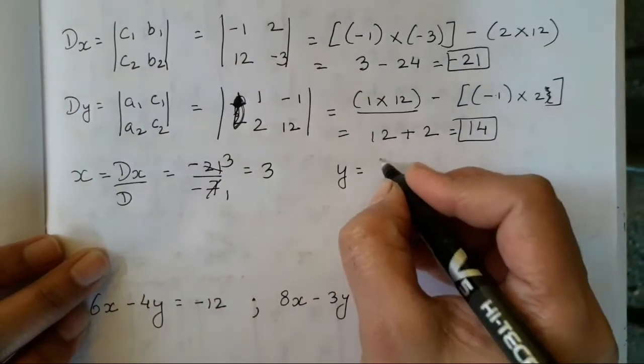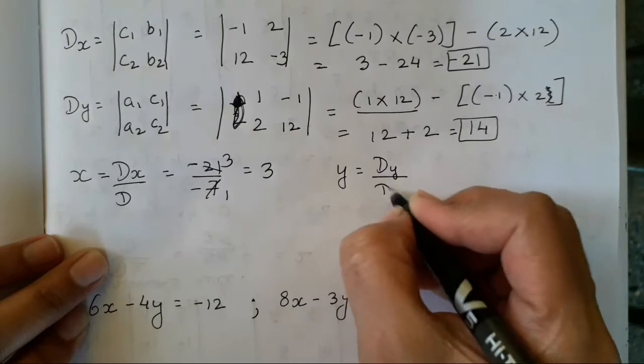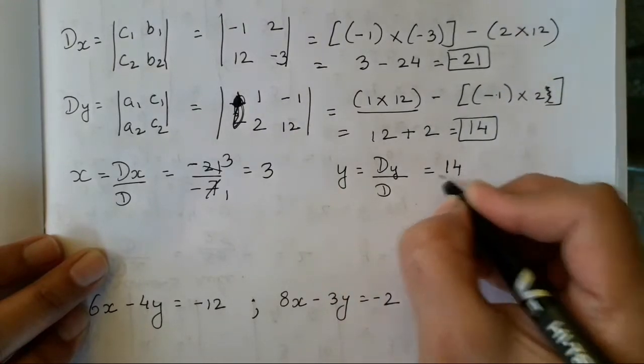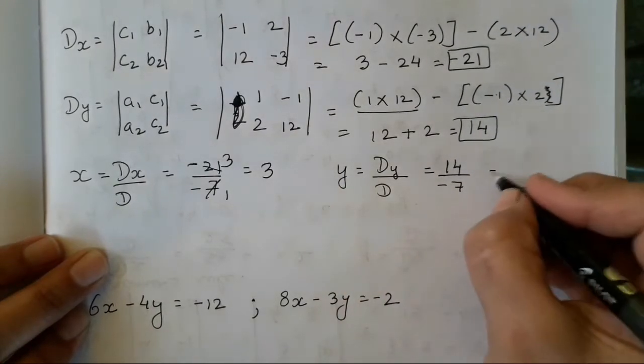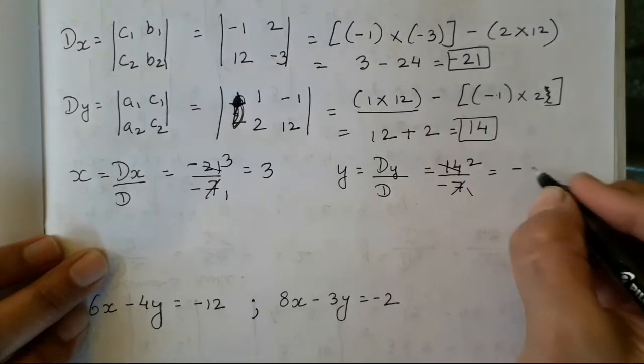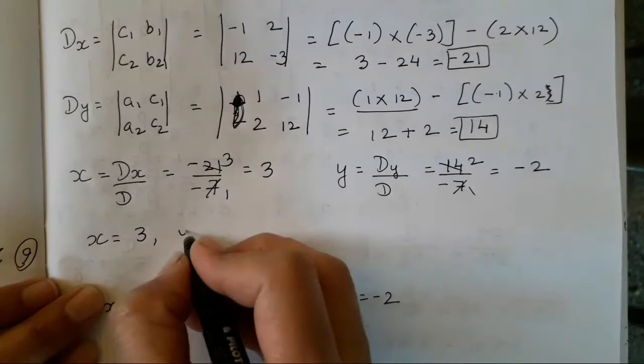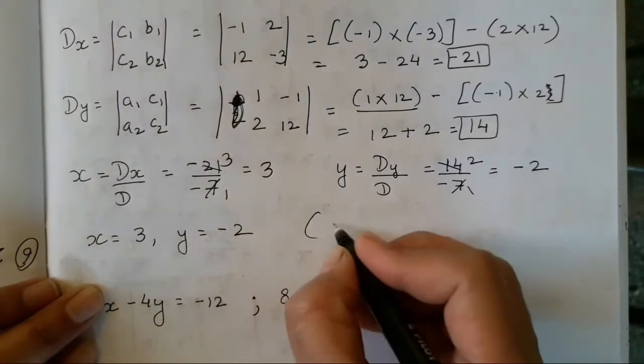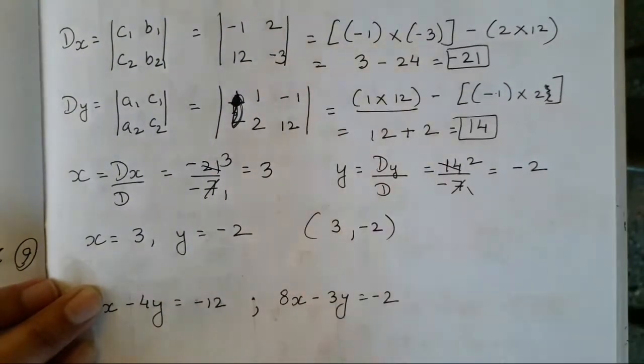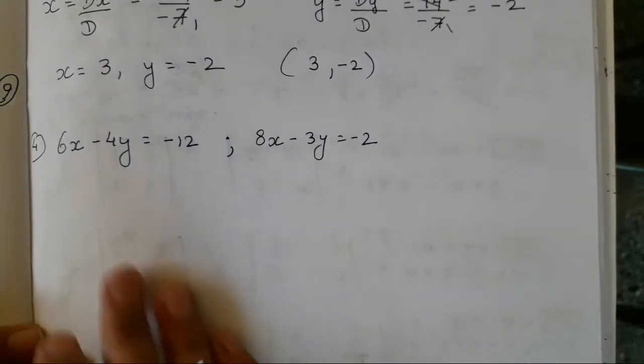Y is equal to dy upon d, which is supposed to be 14 upon minus 7. 7 1s are, 7 2s are, so minus 2. You all have got your x and y. X is equal to 3 and y is equal to minus 2. So the solution is this. Easy. Let's solve the next sum now.